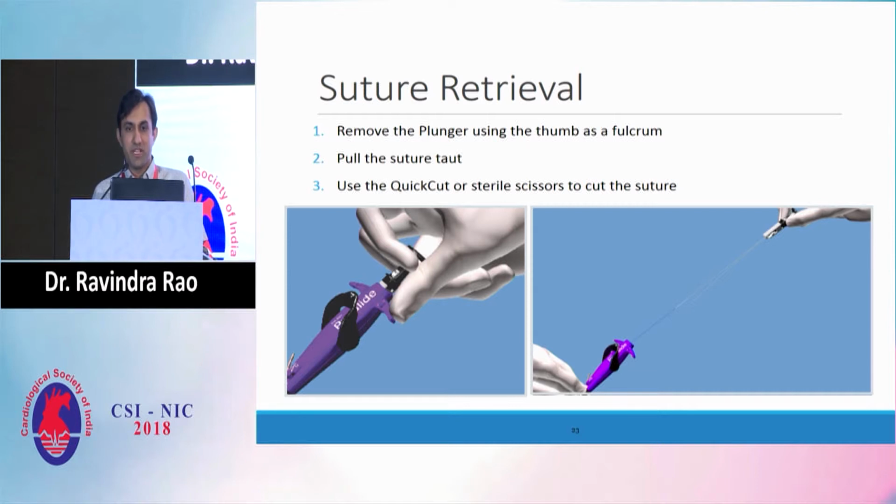Sometimes what happens is that the tract has got a lot of subcutaneous tissue and the knot is not able to reach till the top of the artery. So there is a knot pusher. With that you can do a gentle push and you try to reach to the top of the artery.